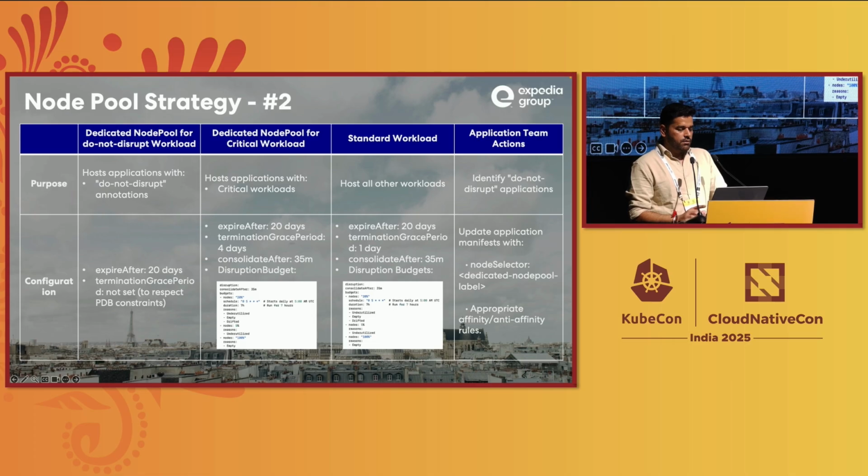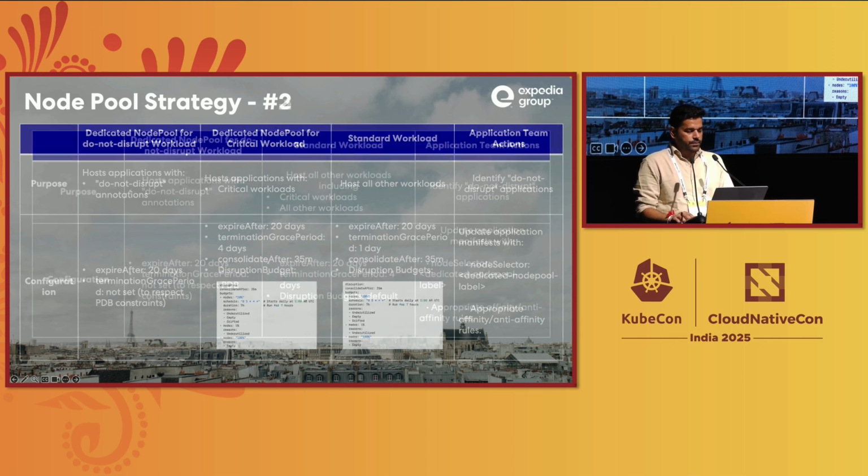And then there is a similar kind of requirement from the application team, to identify the workload and use proper pod affinity and node affinity. The benefit of this node pool is, again, controlled node refresh cycle, then fine-grained control over the disruption, and reduced blast radius. Obviously with this configuration, the blast radius is reduced to very little, and resource allocation is optimized.